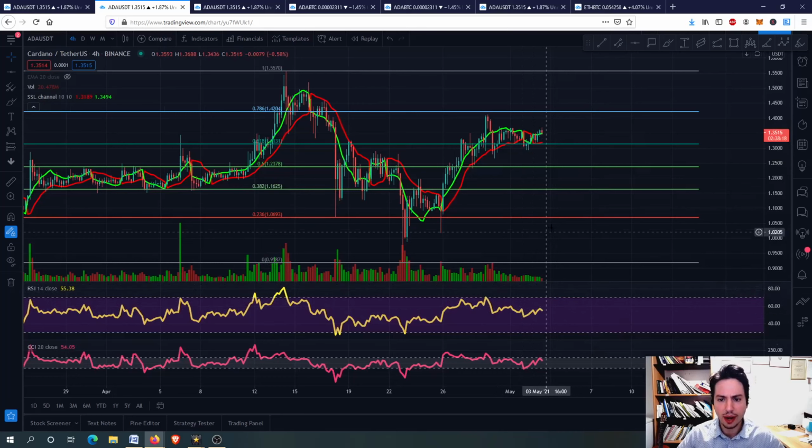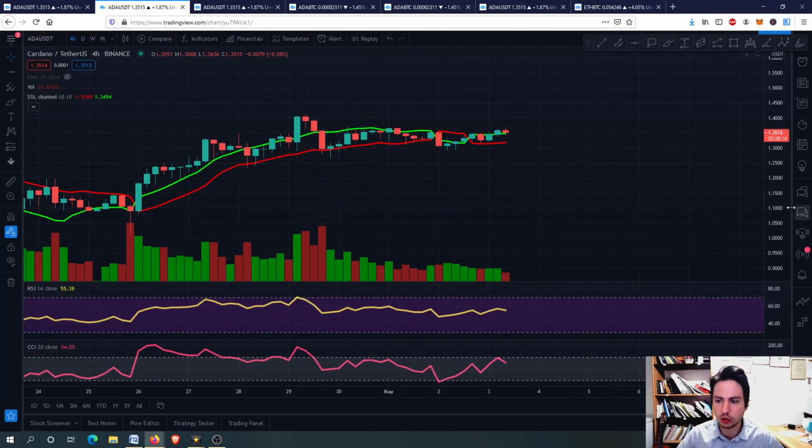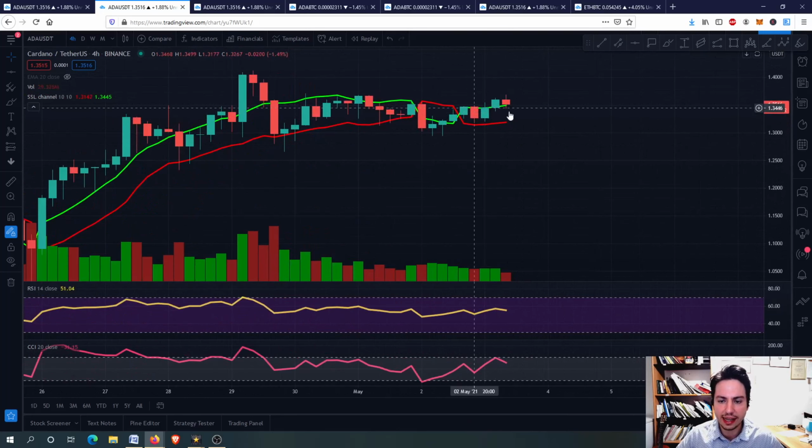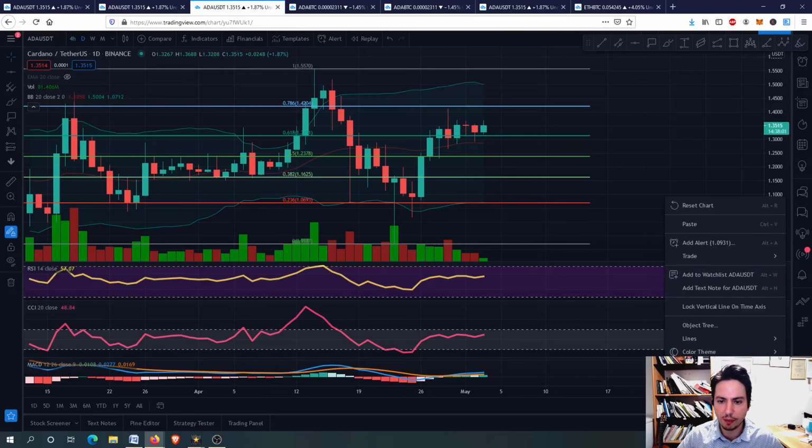And of course, right now, guys, let me remove the drawings here. According to the SSL channel, the green line is above the red line. We're having a buying opportunity, but of course, we have to see other indicators as well, so we can decide more clearly. Right now, let's go to the daily frame and the Bollinger Bands, guys.